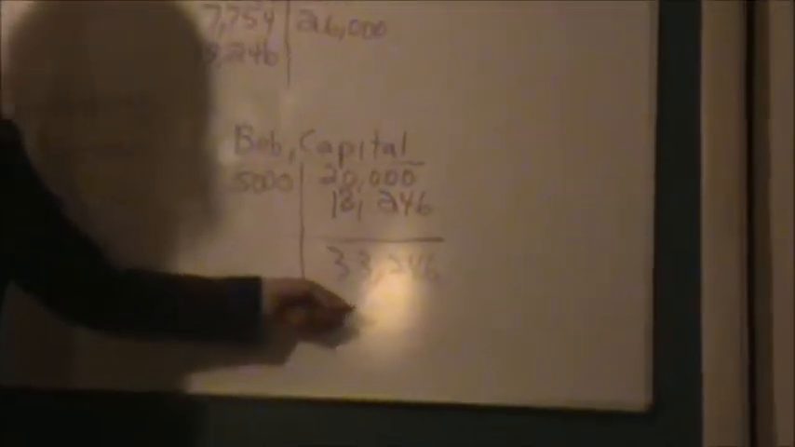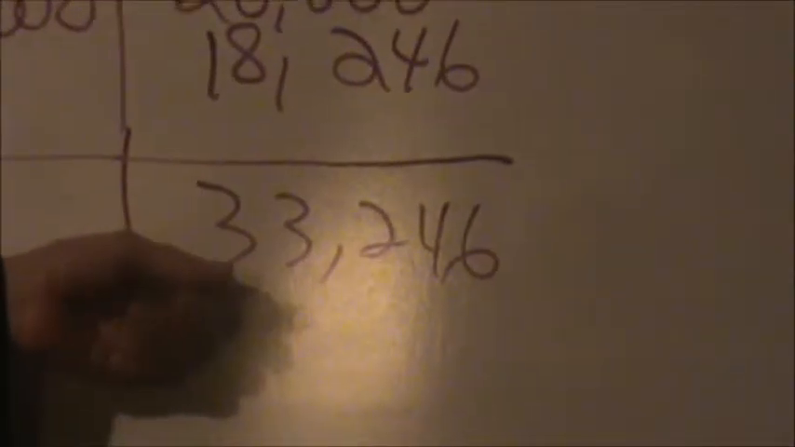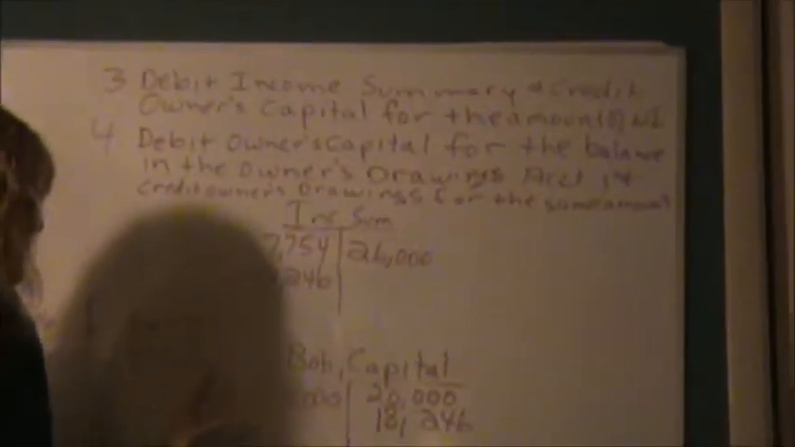Okay, so you can see our balance for Bob Capital is $33,246. Okay, what I've done, if you look in the practice solution for chapter 4, is I've provided all the journal entries involved, and I've also provided a trial balance.